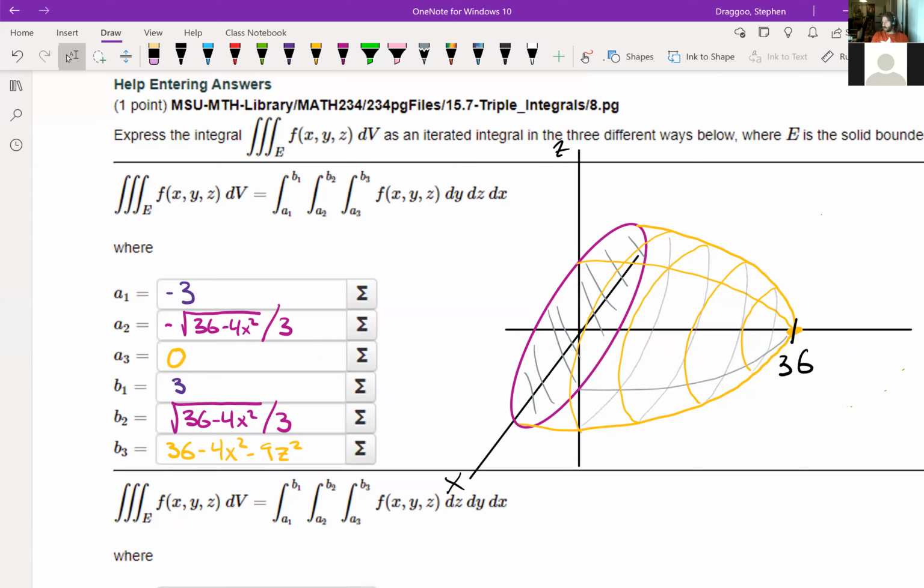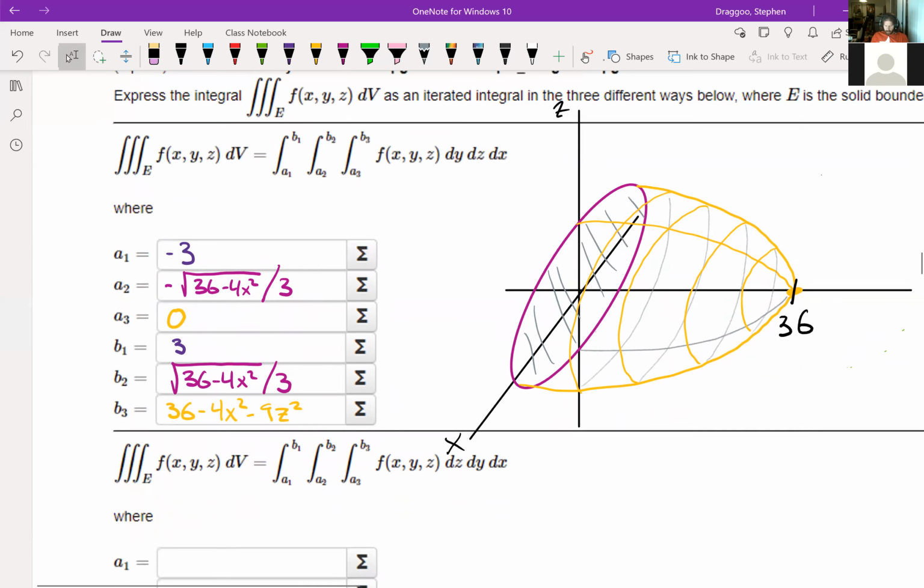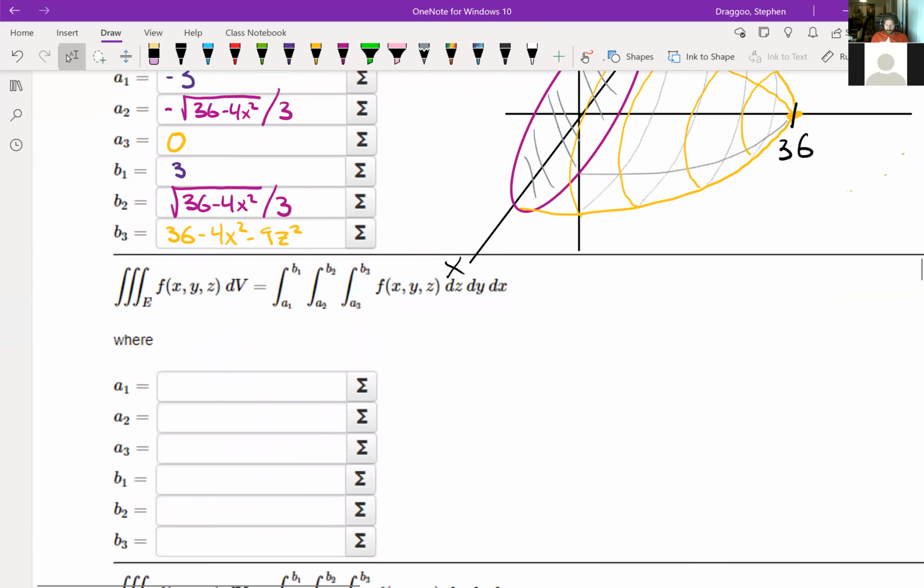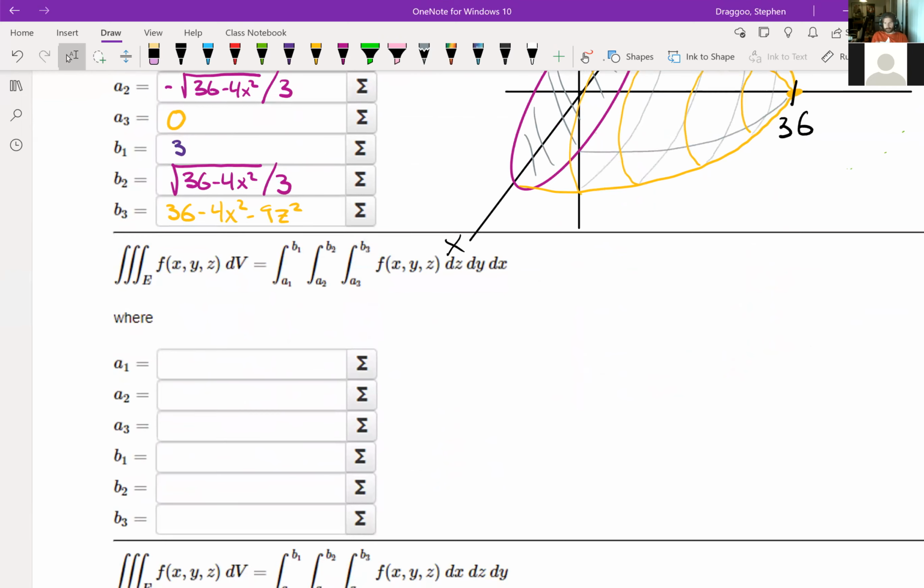Cool. So that's just step one. Hip, hip, hooray. So let's scroll this thing down to part two. Again, on the actual exam, we're only going to ask you to do this once. But for the sake of expressing everything that we're doing here, I'm going to look at it at least three times. So part two is asking us to go z first, then y, then x.